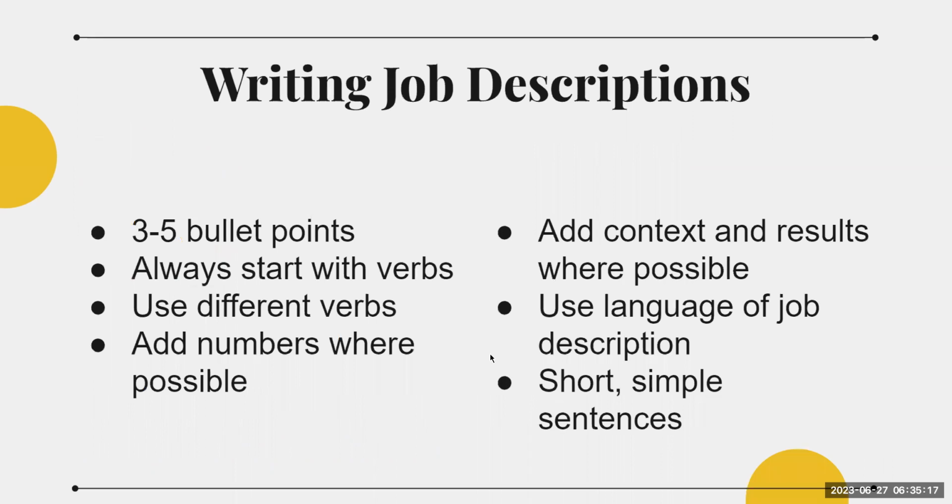So, when you're describing your job or research or your teaching experience, you should only be using 3 to 5 bullet points that are composed of very short, simple sentences that describe your position. And they should always start with a verb. And then if you're currently in that position, it should be a present tense verb. Obviously, if you've already completed the position, it should be a past tense verb. Each bullet point should have a different verb, and you should always use numbers when possible.